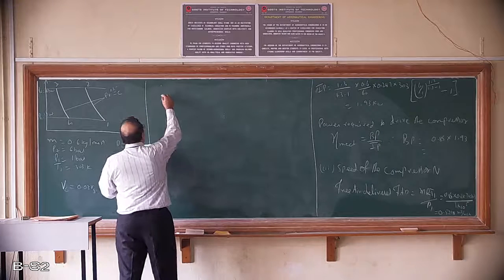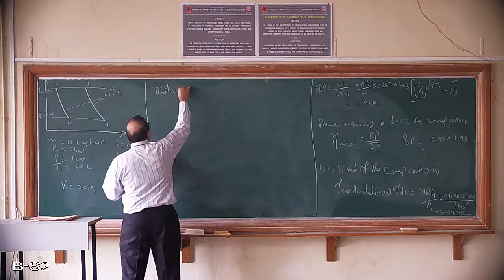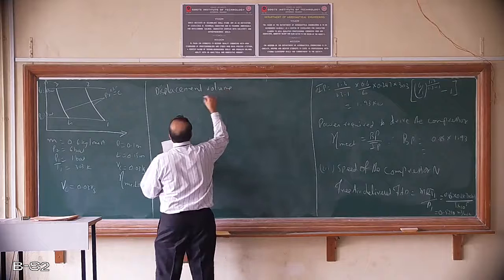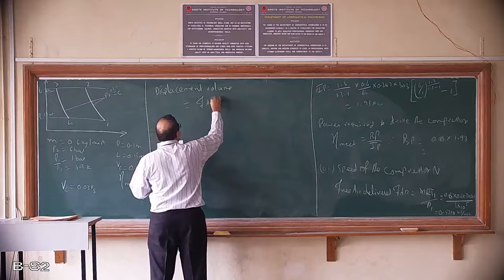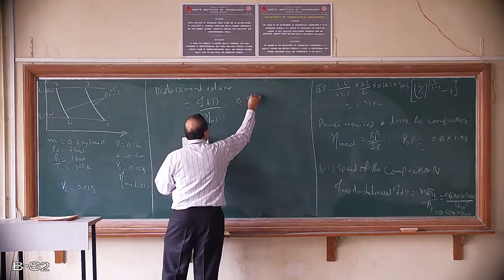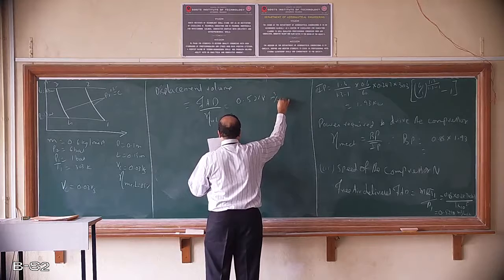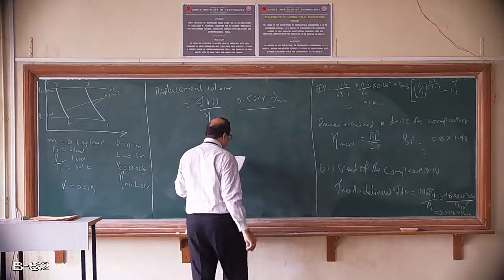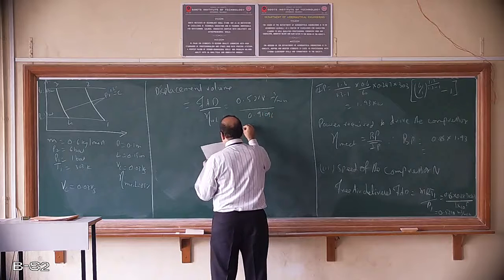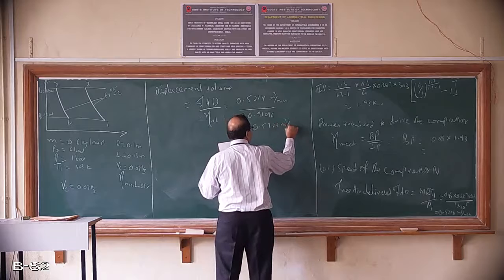So what is displacement volume? Displacement volume, or swept volume, is nothing but FAD by volumetric efficiency, which is 0.5218 meter cube per minute divided by 0.91096. What we get is 0.5728 meter cube per minute.